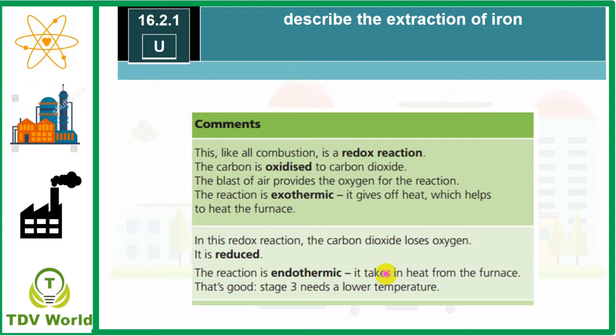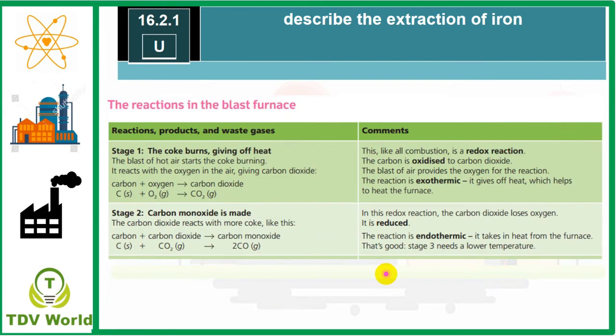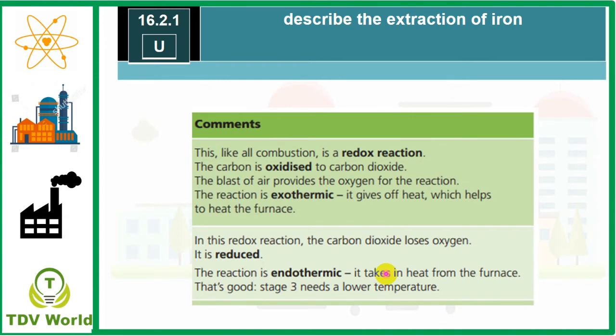In this redox reaction, the carbon dioxide loses oxygen. This is the second stage I am talking about. What was the second stage? Do you remember? The second stage was the formation of carbon monoxide, in which carbon dioxide was reacting with coke. The carbon dioxide reacts with more coke and it gives carbon monoxide. So this was the second stage, and I'm mentioning the important things happening in the second stage.